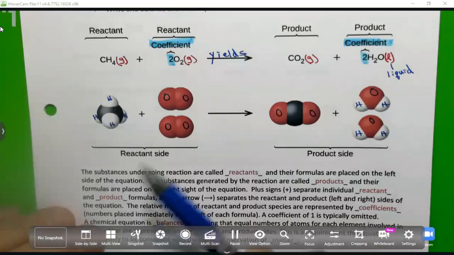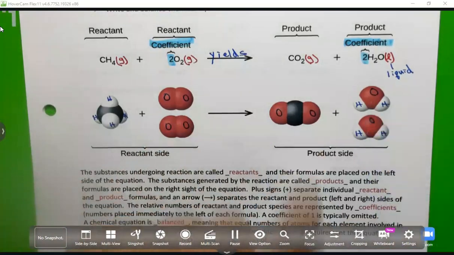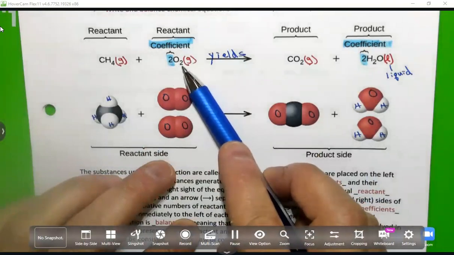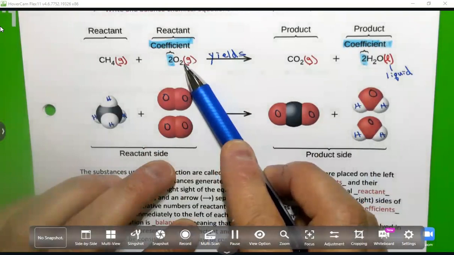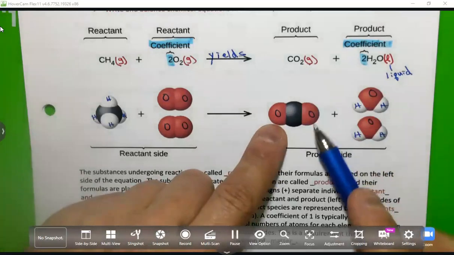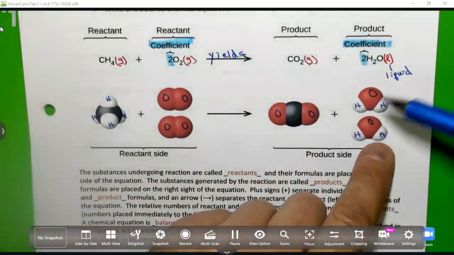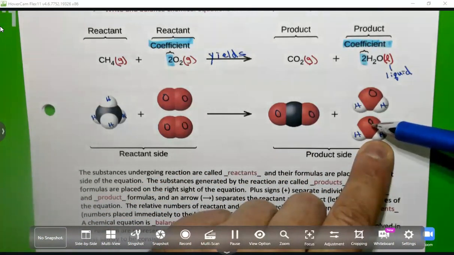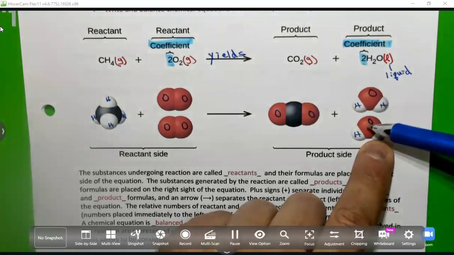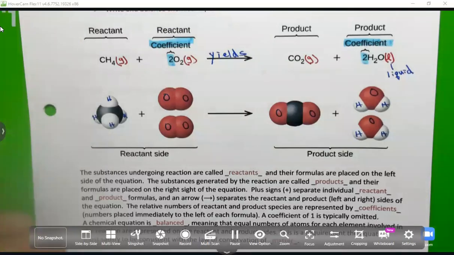So we know an equation is balanced when the same number of each atom is on both sides of the equation. When I put a 2 in front of here, I've got 4 oxygen atoms total. 1, 2, 3, 4. I have 2 oxygen atoms in my carbon dioxide, but I need to put a 2 in front of this, so I get 2 more oxygens. So when an equation is balanced, it's the same number of atoms on the reactant side and on the product side.